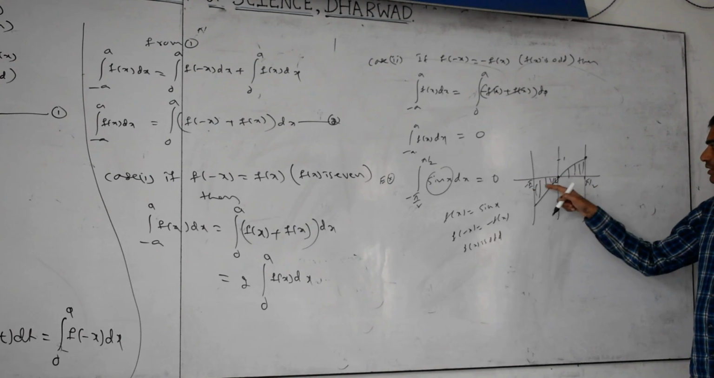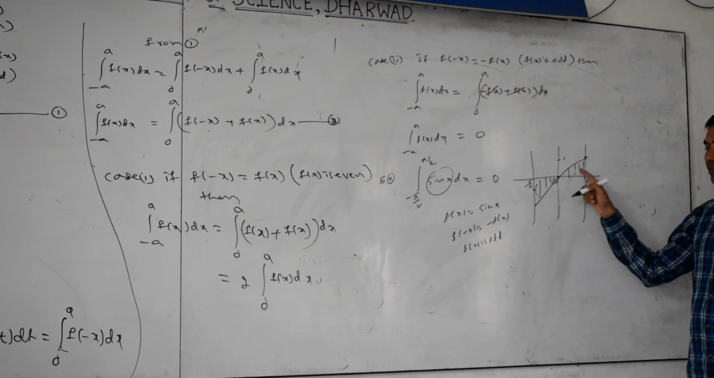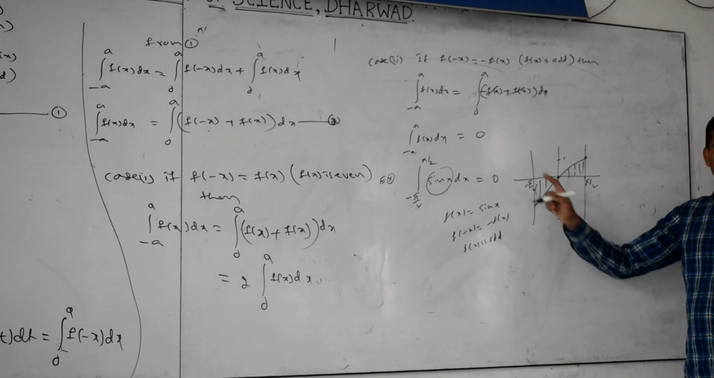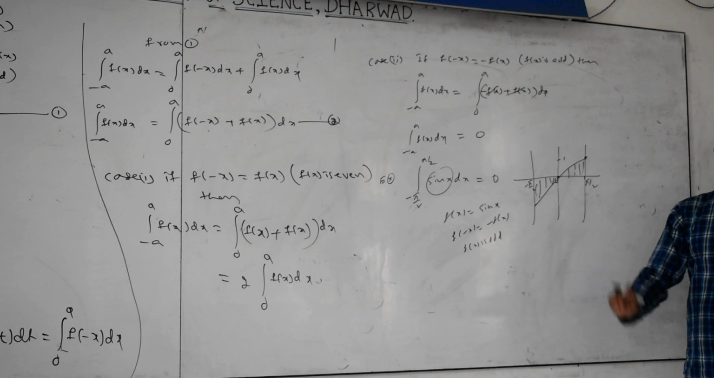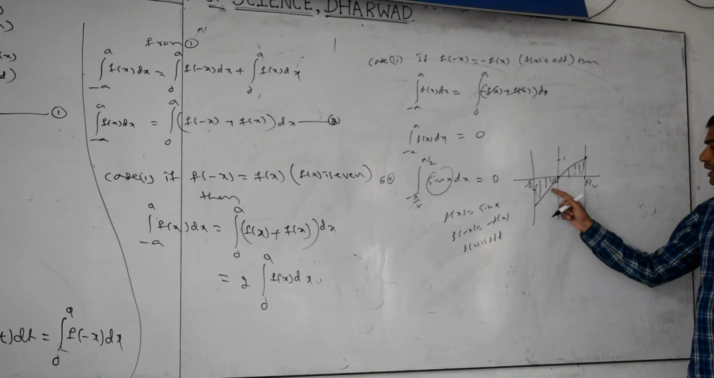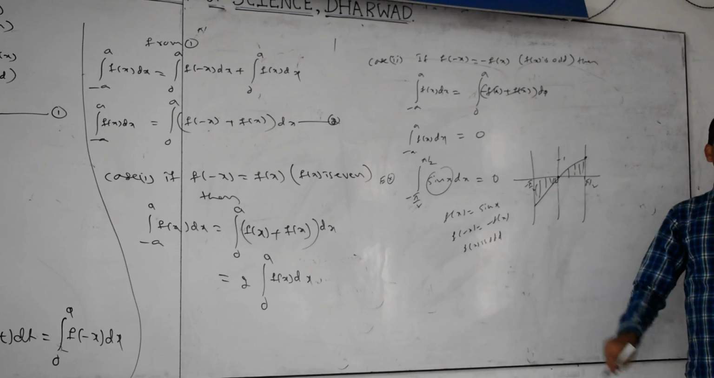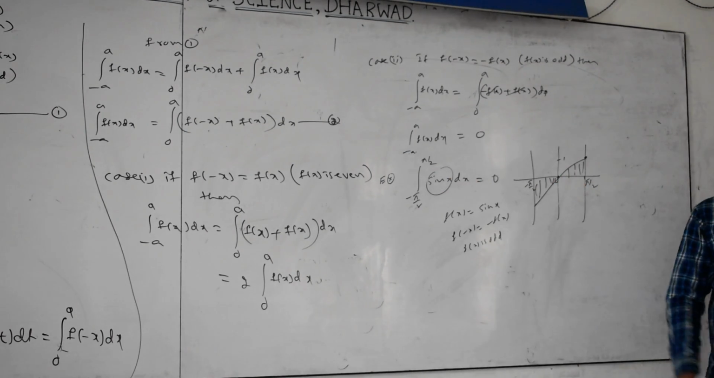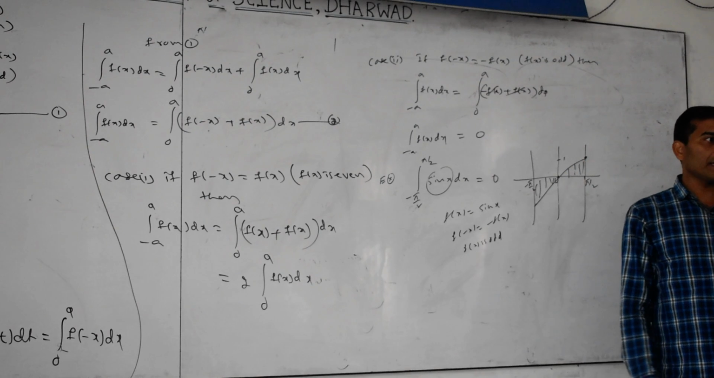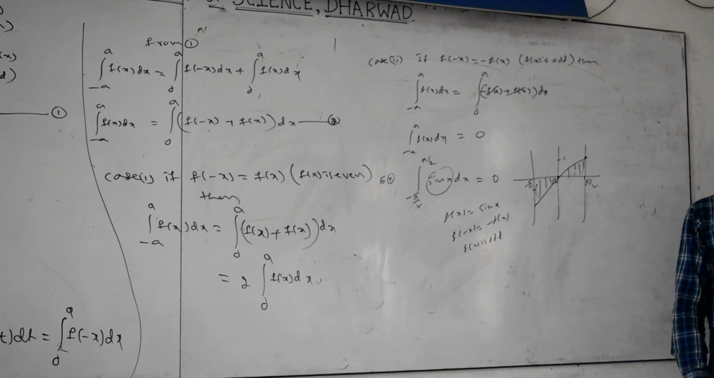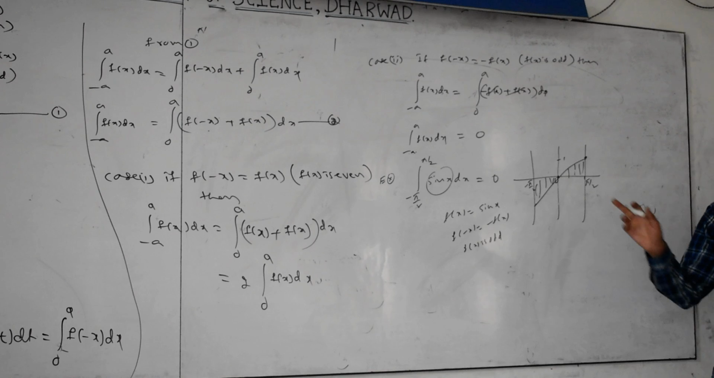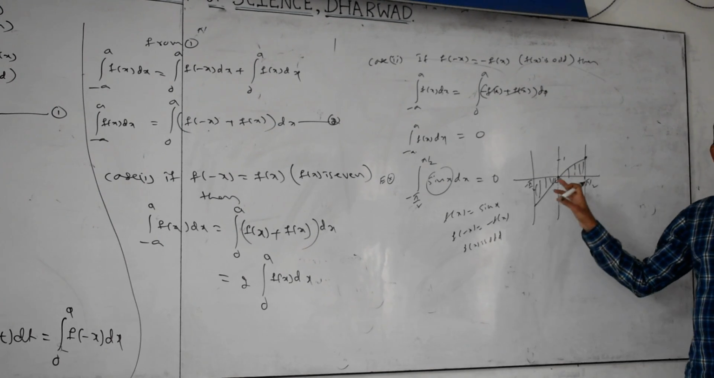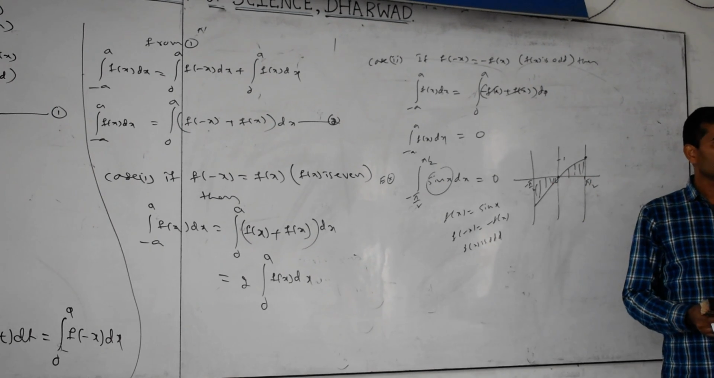Actually, by looking, I occupied some area. But it gets 0 by using this property. So how to get this area? We should apply mod. When you apply mod here, we will get the area. We will discuss that in the next topic, area of curves. So while finding area, we should apply mod. Why? Because if you do not apply mod, the area becomes 0. Understood?